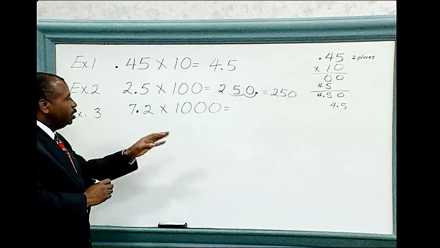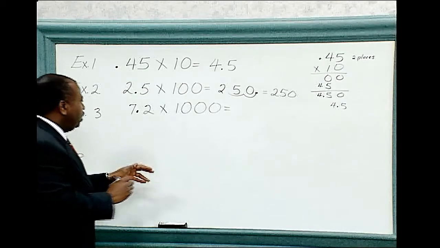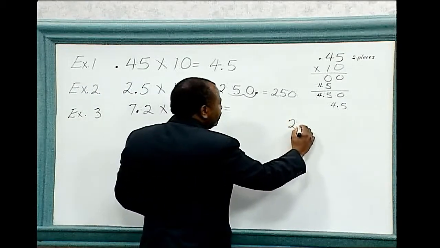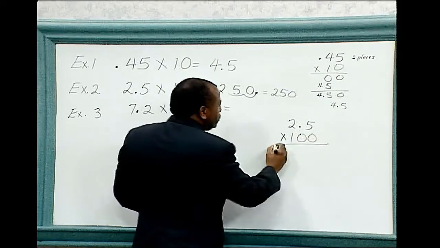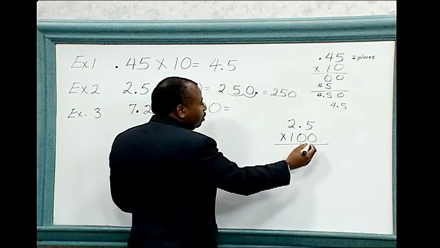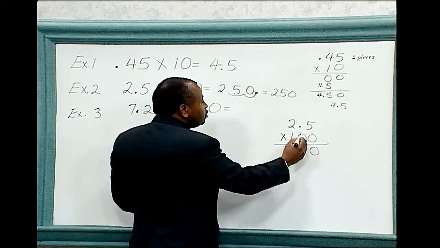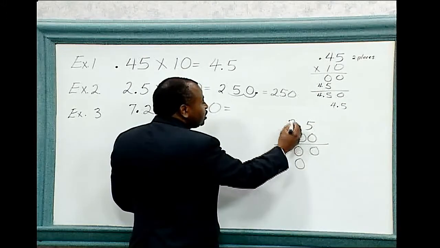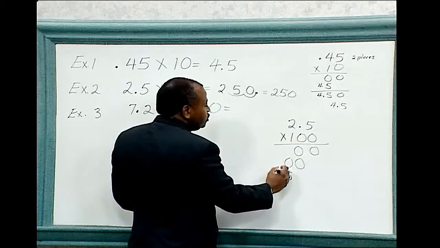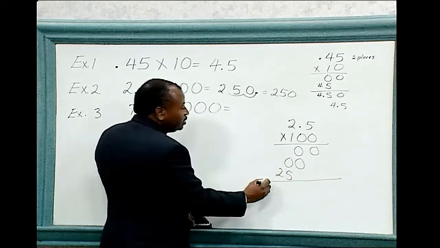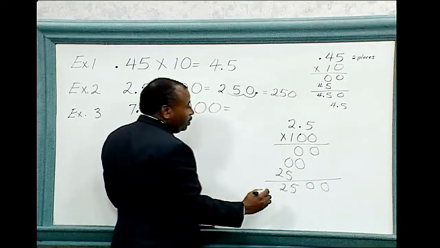the same as 250. Another way to do this problem is called the long way. 2.5 times 100. I multiply as I would a regular multiplication problem. 0 times 5, 0. 0 times 2, 0. 0 times 5, 0. 0 times 2, 0. 1 times 5, 5. 1 times 2, 2. I draw my line and add 0, 0, 5, 2.